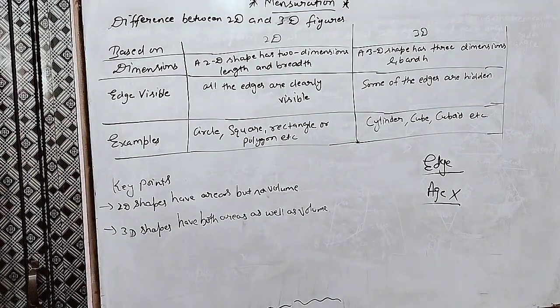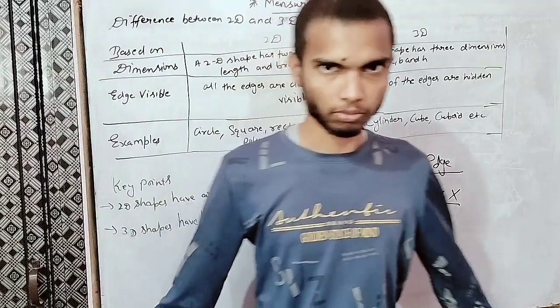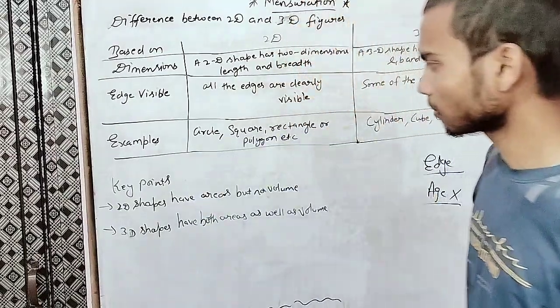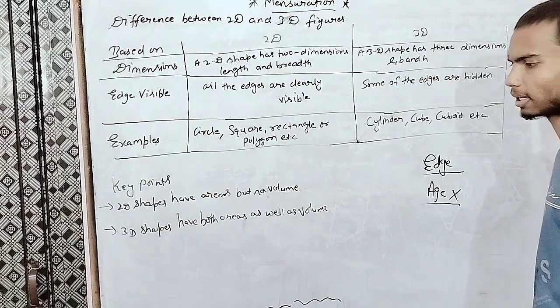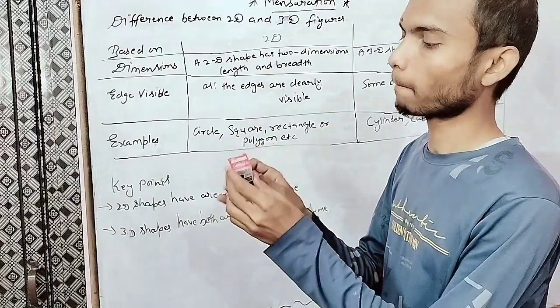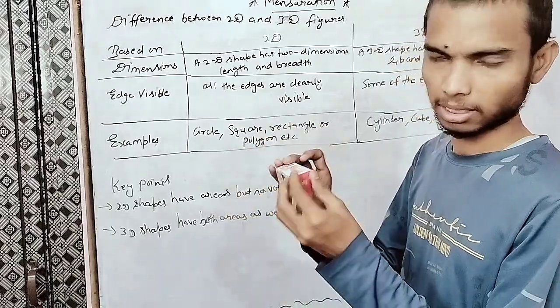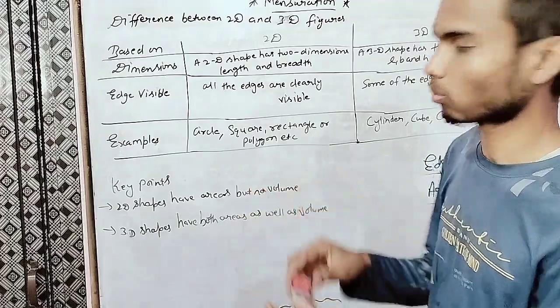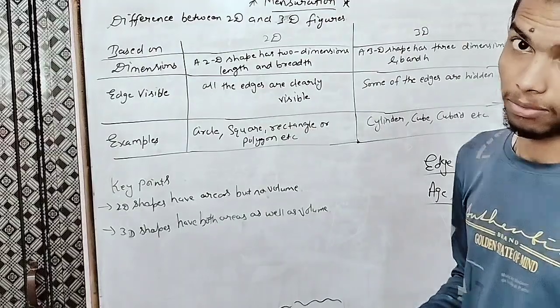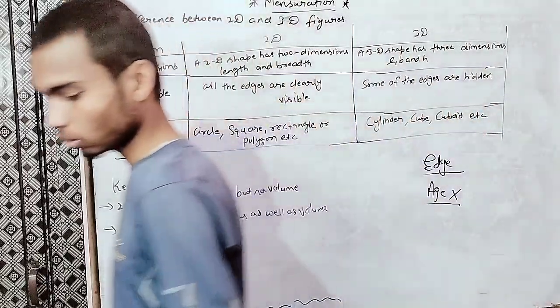Now key points. There are some key points. 2D shapes have areas but no volume. Volume means a space. Of course, we understood by this example. 3D shapes have both areas as well as volume. This is area, this is area, this is area, this is area. But volume, it is saying about volume. Volume means a space. We can put anything. So this is a space, which means a volume. Okay, volume. So volume will be in the figure of a 3D shape. So I hope you understood something.